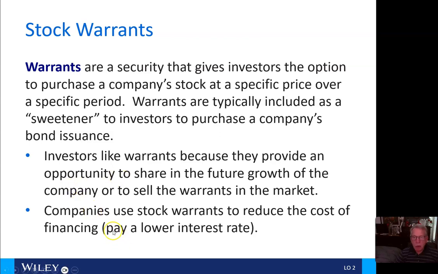So the investors like warrants because they provide an opportunity to share in the future growth of the company or to sell warrants in the market. And they do sell in the market. Companies use stock warrants to reduce the cost of financing, that is, to pay lower interest rate.